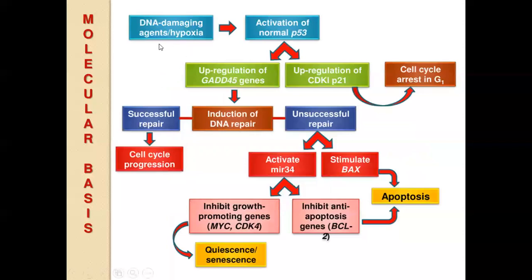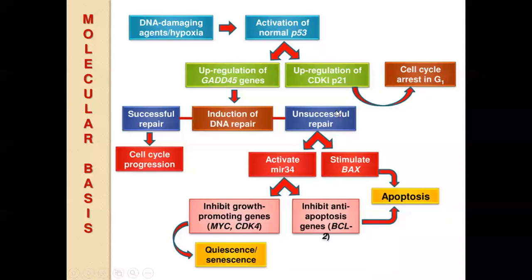So, what happens when there are DNA damaging agents or hypoxia? There is an activation of the normal P53. There is upregulation of GADD45 genes, which leads to the induction of DNA repair. There is a successful repair and the cell cycle progresses, which happens on a daily basis in normal cells. While in a mutated cell, there is upregulation of CDK1 and P21, which arrests the cell cycle in the G1 phase.